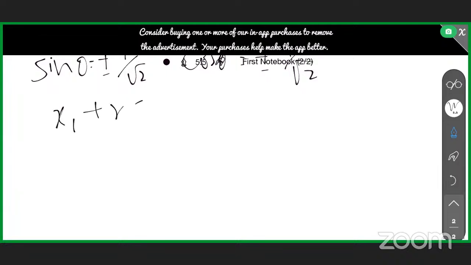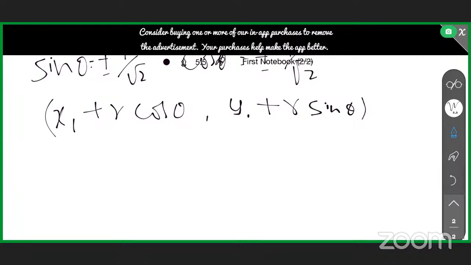x1 plus r cos theta comma y1 plus r sin theta. Sir, what about the minus sign? x1 plus or minus? y1 plus r sin theta. Sir, I think we should have x1 minus or plus r cos theta. Why am I asking plus or minus? What is the reason? We don't know, sir, in which direction the distance is.